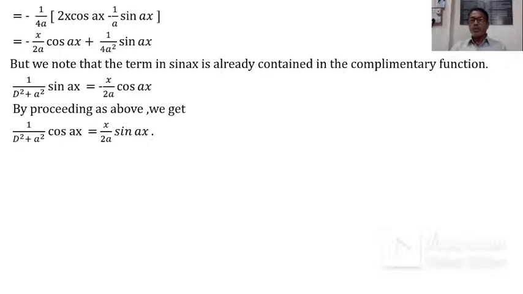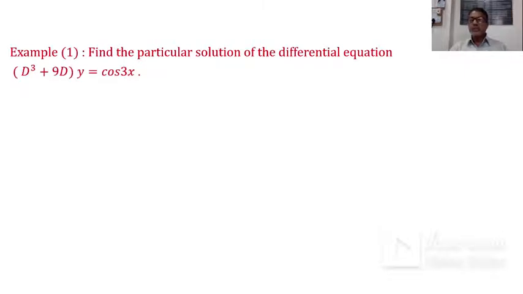Now we want to see the examples based on this topic, that is, examples of this type where Q of x is sine ax or cos ax. Now, see the first example. Find the particular solution of the differential equation D cube plus 9D operate on y is equal to cos 3x.